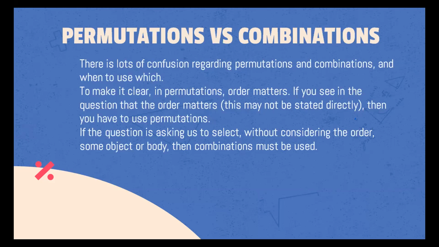So to make it clear, in permutations, the order matters, and that's it. That is, you're arranging the objects. So if in the question you are asked to arrange the objects, then you have to use permutations. But if you are just told to select or choose the objects without considering the order, if the order does not matter, then we use combinations.